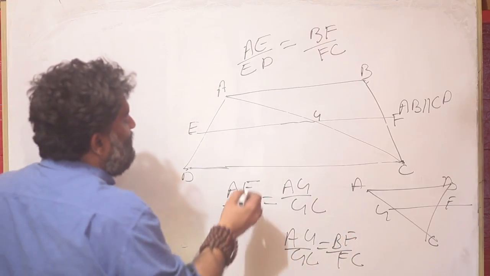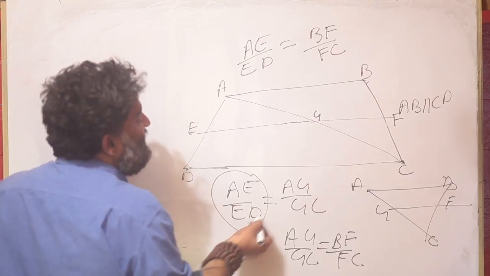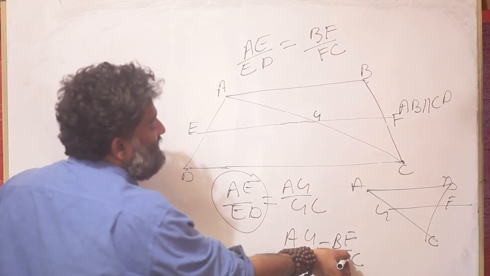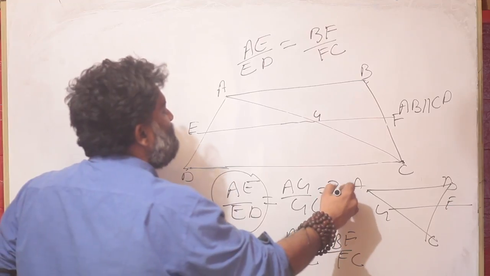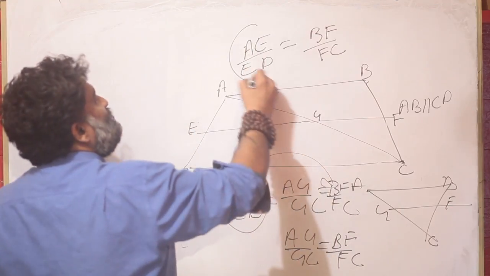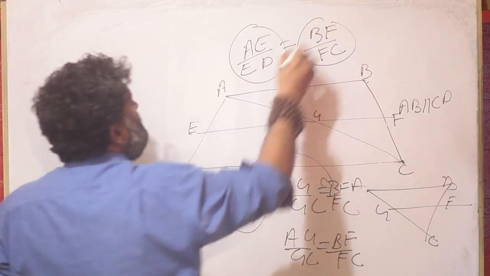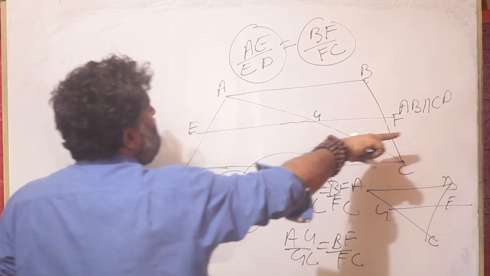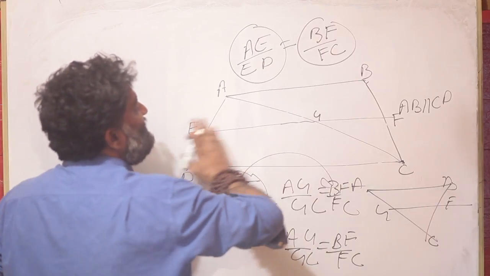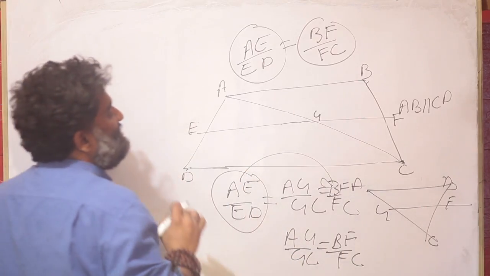And therefore proved, because you said AE upon ED is equal to AG upon GC and AG upon GC is equal to BF upon FC. That means this is equal to BF upon FC, and you can directly jump here. So even when you see a trapezium and you see a line drawn parallel to one of the sides, you know that line is going to divide the other two sides, the non-parallel sides, in the same ratio.